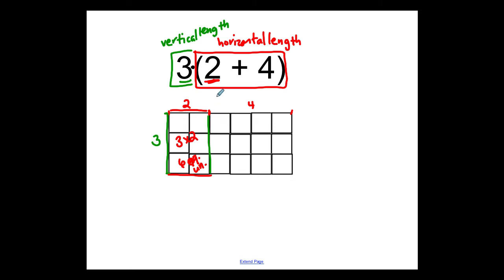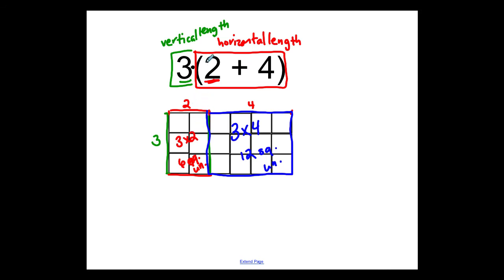And then this rectangle right here, which I'll draw in a different color, is going to be made up of a vertical length of 3 times a horizontal length of 4, which is 3 times 4 square units, or 12 square units.